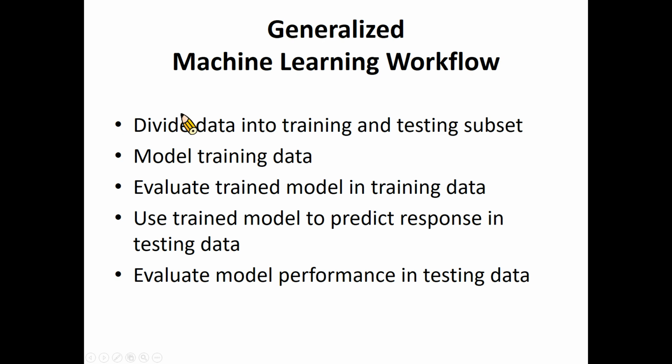To do this, we divide the data into training and testing subsets, because once we build a model on the training data, we can evaluate it on the testing data to see how the model based on the training data works in the testing subset. This is the most important part in almost every machine learning framework.